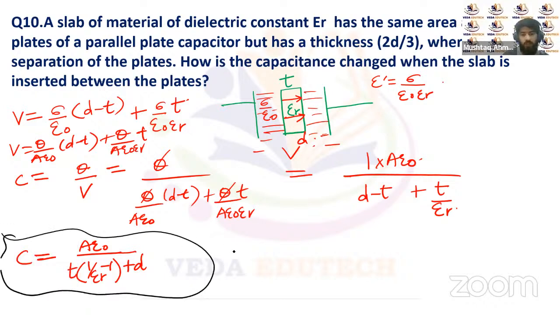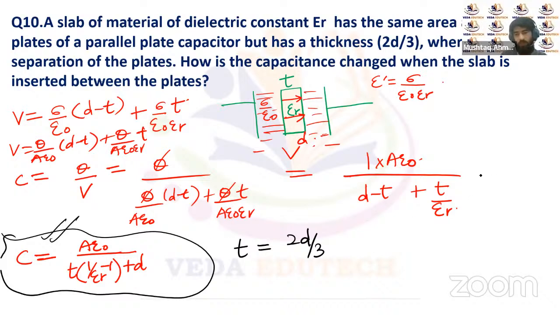Now in this equation, the thickness is given as 2D over 3. You can substitute the value of thickness equal to 2D over 3 to get the final value of the capacitance. So this is how we can find the capacitance of a capacitor where the dielectric slab has been inserted.